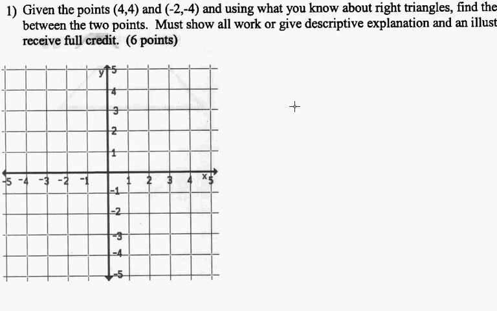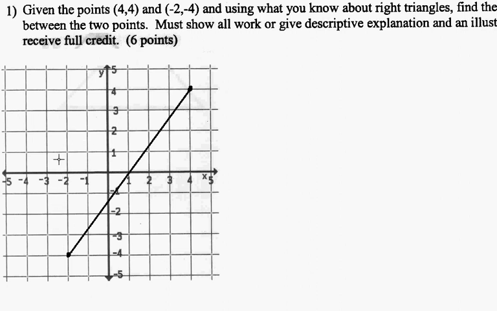Alright, looking at problem number 1 of the practice test, it says given the points (4, 4) and (-2, -4). So right away let's go ahead and actually plot those. (4, 4) is going to be right here, and (-2, -4) is right here, and you're asked to find the distance between these 2 points. So you want to find the distance of that line. Well, let's make that line a little thicker so it's easier to see. So you want to find the distance between the 2 points.